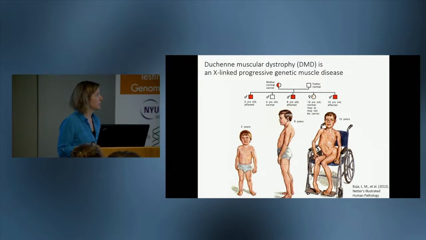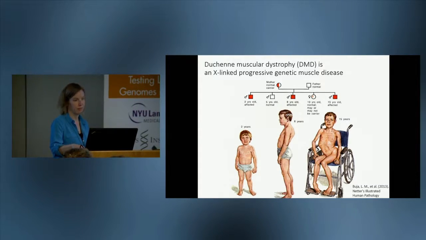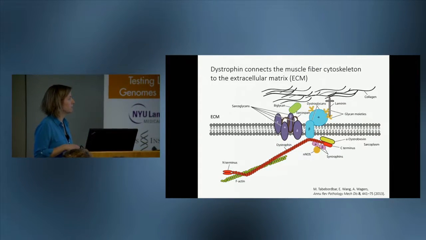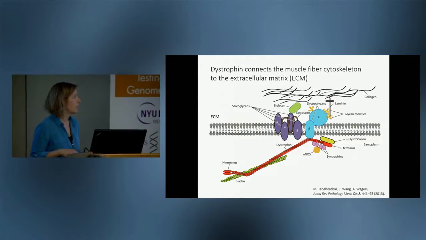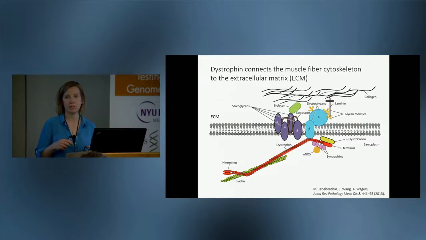This is an X-linked inherited disease that affects about 1 in every 3,000 to 5,000 boys. It's a progressive and devastating muscle degenerative disorder for which there is no cure and really no effective therapies. DMD arises due to frame-shifting mutations that lead to loss of function of a protein called dystrophin, which normally serves to link the internal cytoskeleton of skeletal muscle fibers to the extracellular matrix in order to provide them with structural stability so they don't rip apart when they contract.